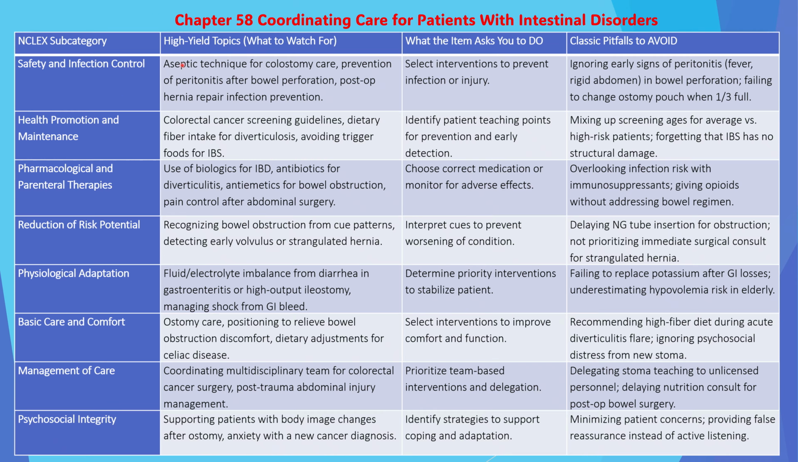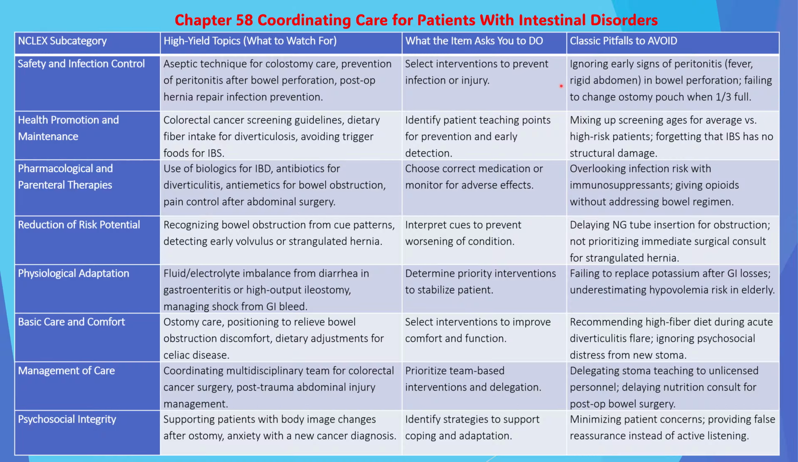So as you see, what to watch for: aseptic technique for colostomy care, prevention of peritonitis after bowel perforation, post-op hernia repair, infection prevention. We just said that earlier. Let's continue. What the item asks you to do: select an intervention to prevent infection or injury. The pitfall to avoid: ignoring early signs of peritonitis, fever, rigid abdomen, and bowel perforation.